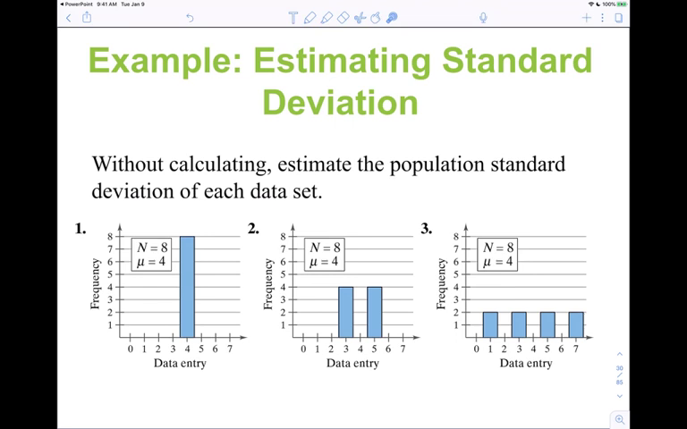Without calculating, estimate the population standard deviation of each population. So how far away from the average? The first one should be 0 because the data is not spread out at all. If the average is 4, what is this, like 1? It's spread out by a unit of 1 from the center.